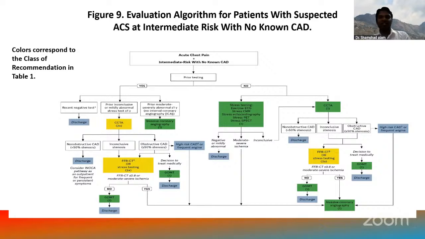So this is a flow chart for the intermediate risk group, those patients with no previous history of coronary disease. So basically, if we think that this patient is suspected, we can undergo a non-invasive test or a stress test, and we have to follow the guidelines as per that. This part is more to be discussed among the interventional cardiology group.